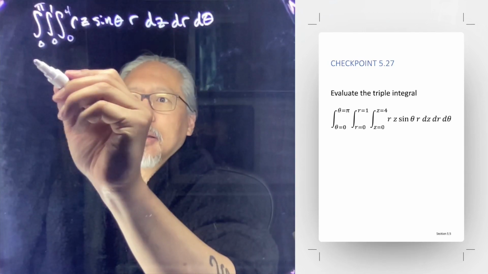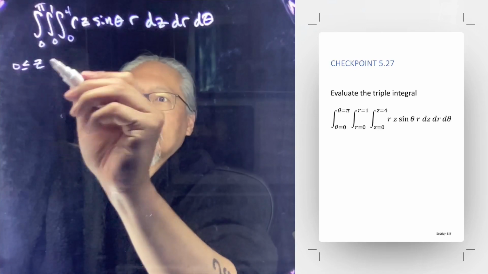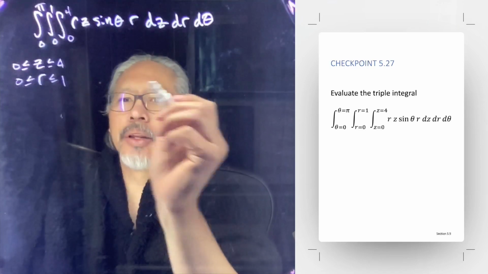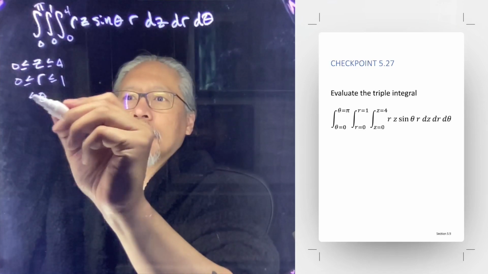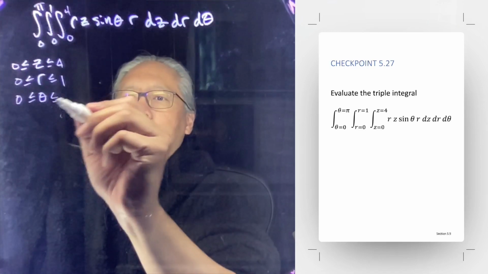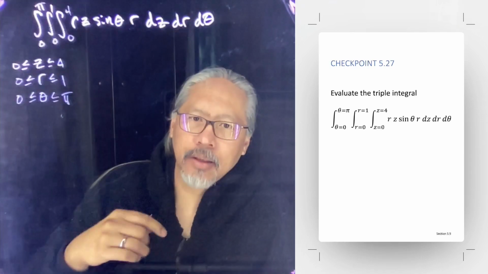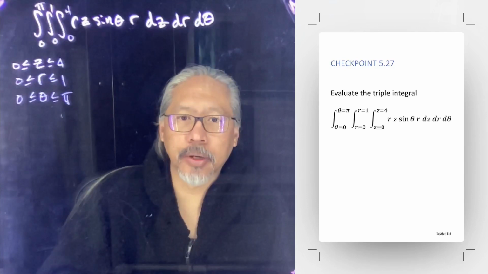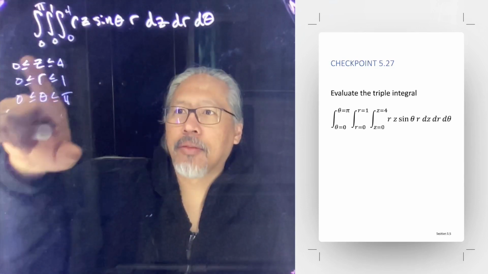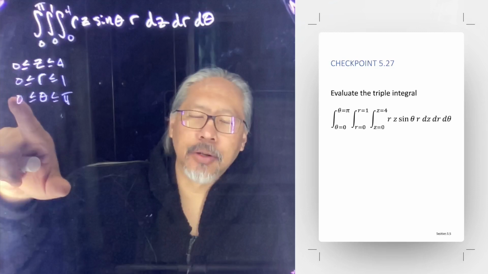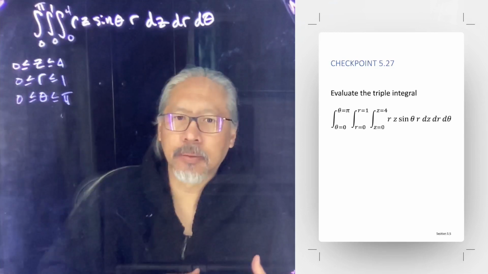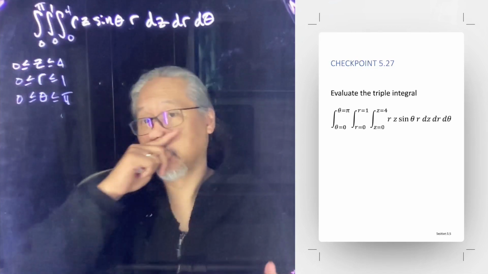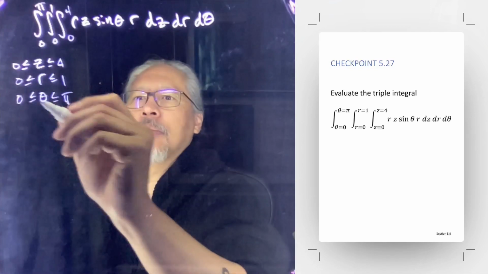If we take a look at the inequalities where z goes from 0 to 4 and r goes from 0 to 1 and theta goes from 0 to pi, we can try to imagine how this thing looks. The idea behind cylindrical coordinates, which is where we are, is that if you have constant limits for your integration, you're going to have some solid form of a portion of a cylinder. Let's work from the bottom up.